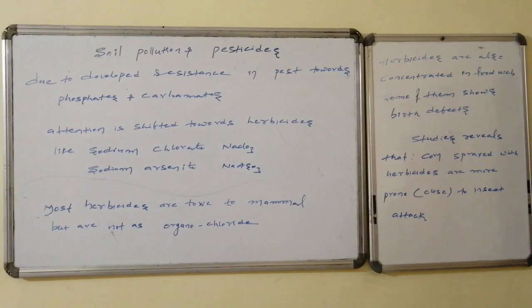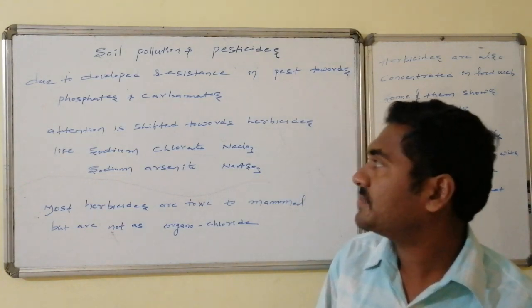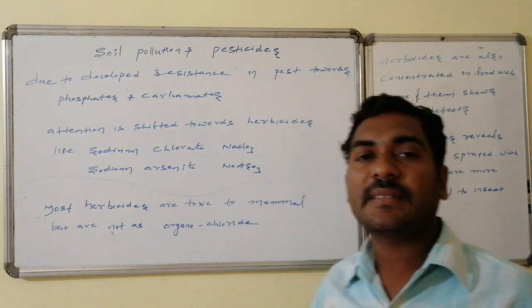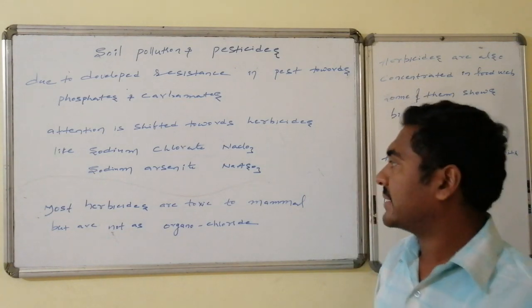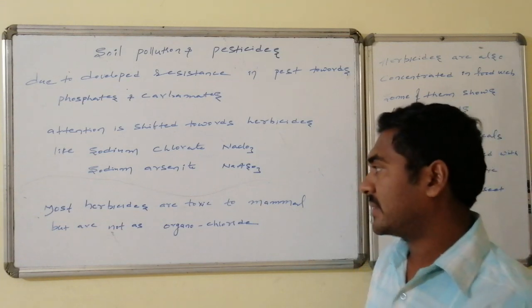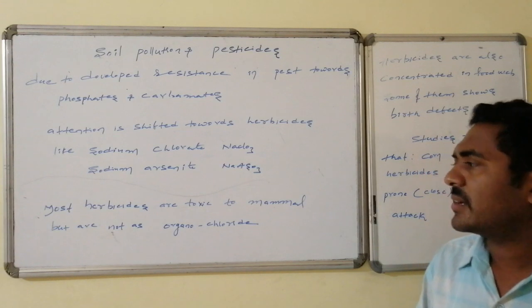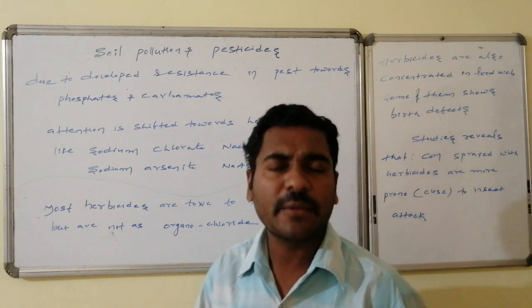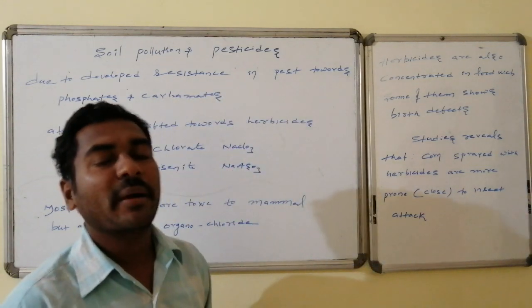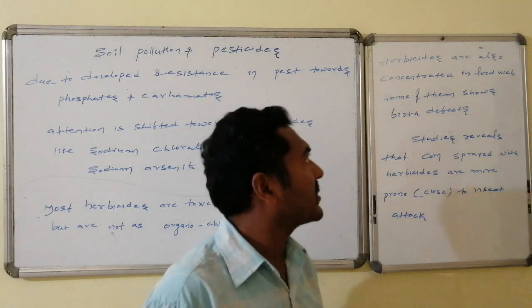Due to developed resistance in pests towards the phosphates as well as the carbamates, which seriously act on the central nervous system, the attention of the pesticide companies shifted towards herbicides. Herbicides like sodium chlorate and sodium arsenate were released in the market. Most herbicides are toxic to mammals, but not as toxic as organochlorides. Organochlorides are very persistent and very toxic. Compared to these organochlorides, herbicides are, to a certain extent, less toxic.